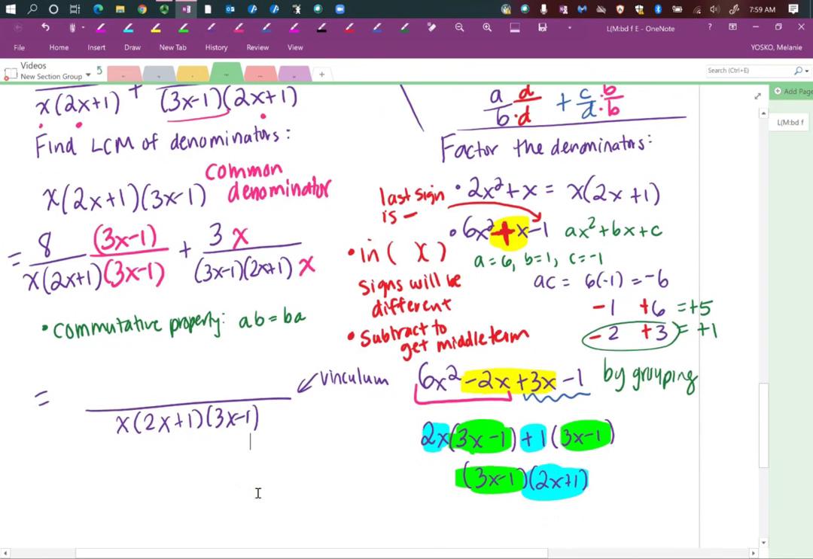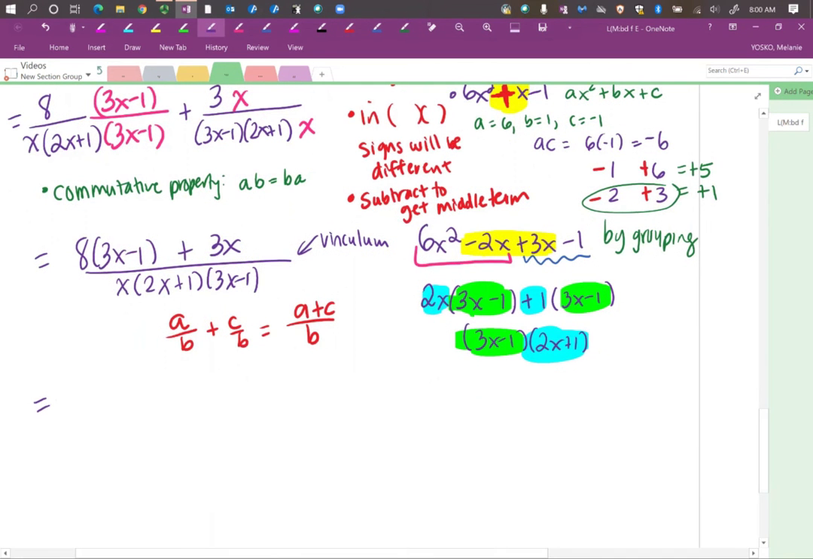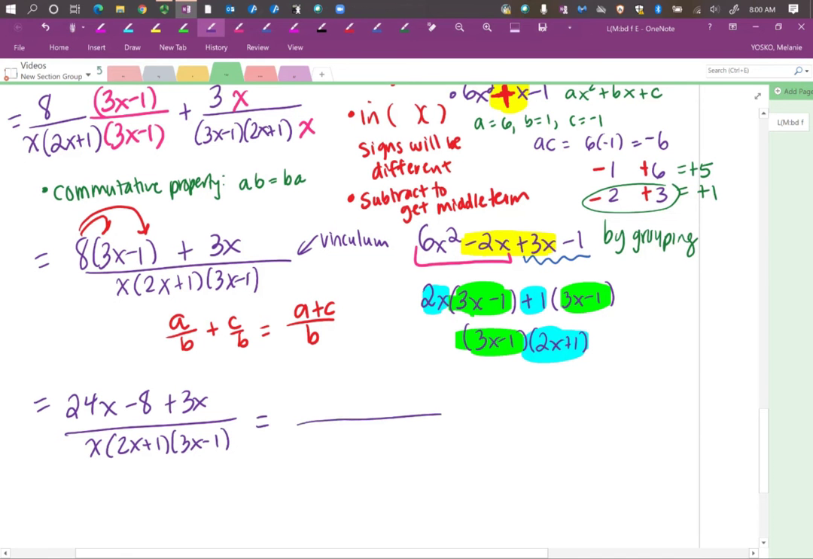So if they have the same denominator, we write one denominator and then we combine the numerators. Okay, because what I've done here, step right here is I said if we had a over b plus c over b, we rewrote the denominator and combined the numerators. That's what we've done. Okay, so now we're going to get to distribute. So we're going to distribute this 8 into here. So we get 24x minus 8 plus 3x. All of that is over x times 2x plus 1 times 3x minus 1. Okay, so far so good.